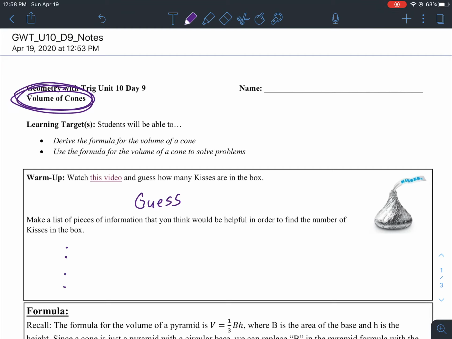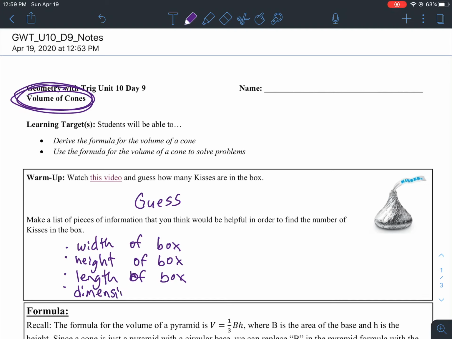So maybe things that could help would be something like, what are the dimensions of the box? So what's the width of the box? What's the height of the box? What's the length of the box? Okay, those are things that might help. Probably the dimensions of the Hershey's Kiss itself, right? So maybe if we had those pieces of information, again, this isn't any or everything. If you had some other stuff too, that's good. But just kind of thinking about what pieces of information might be helpful.